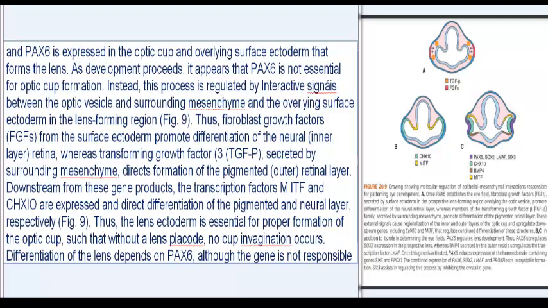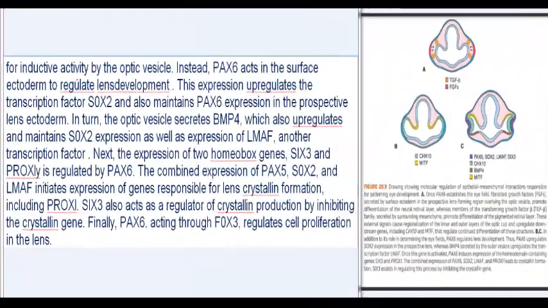Thus, the lens ectoderm is essential for proper formation of the optic cup, such that without a lens placode, no cup invagination occurs. Differentiation of the lens depends on PAX6, although the gene is not responsible for inductive activity by the optic vesicle. Instead, PAX6 acts in the surface ectoderm to regulate lens development. This expression upregulates the transcription factor SOX2 and also maintains PAX6 expression in the prospective lens ectoderm.